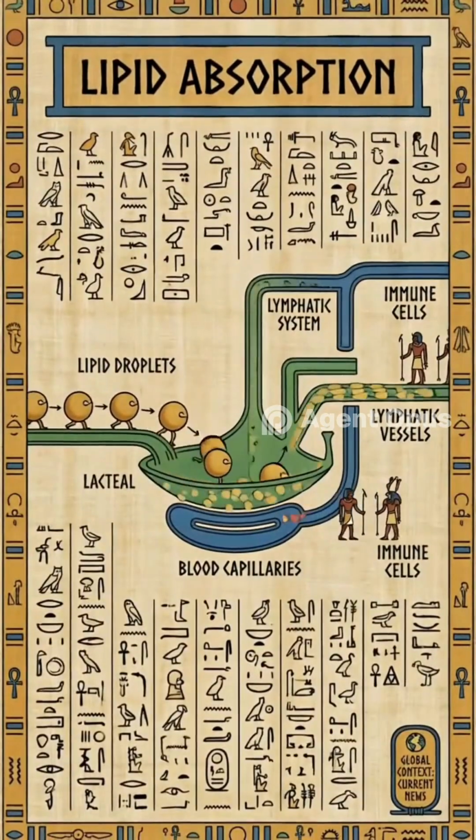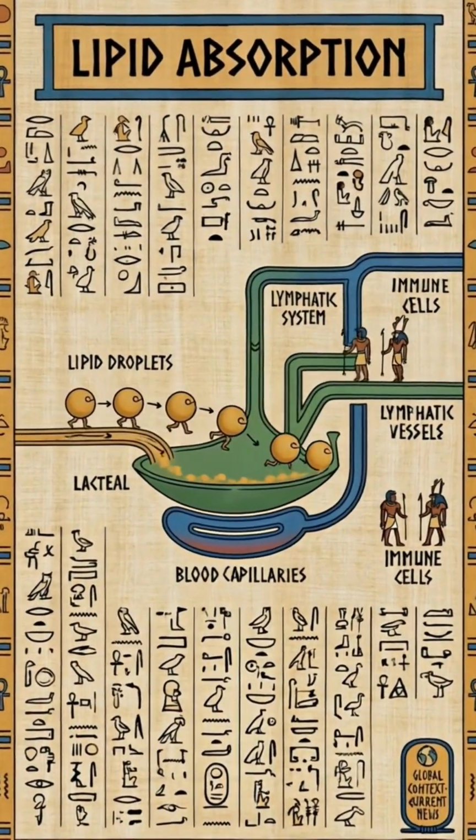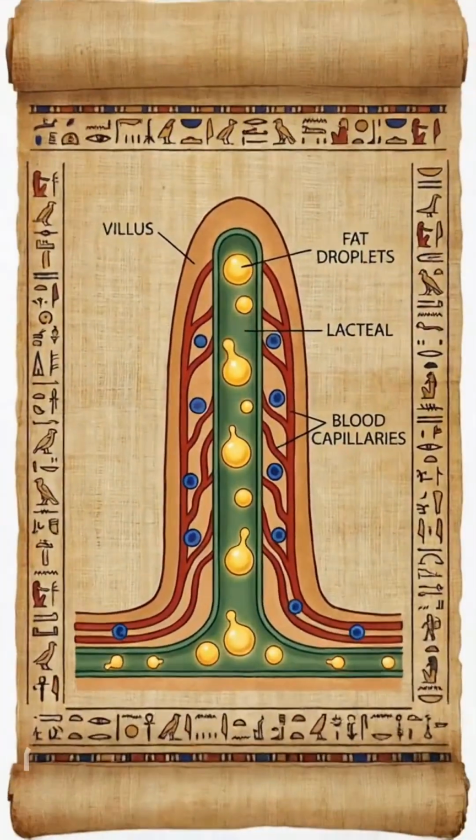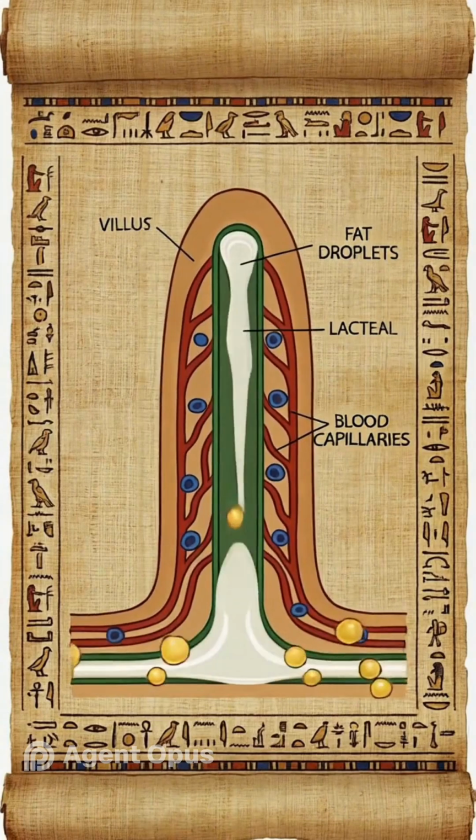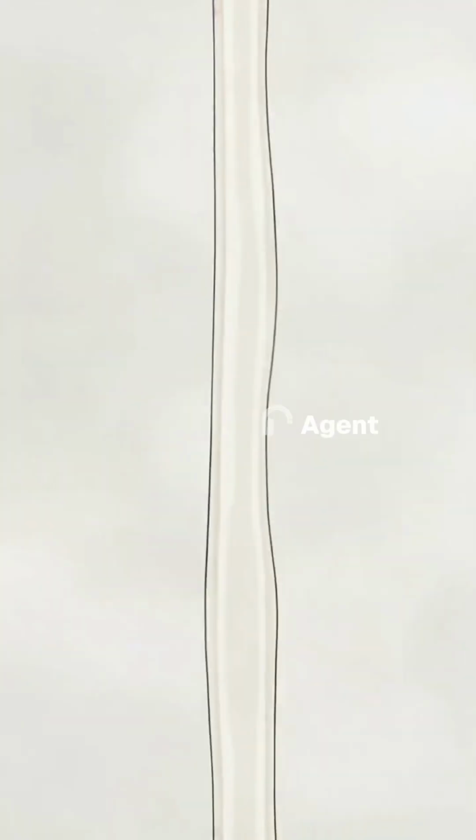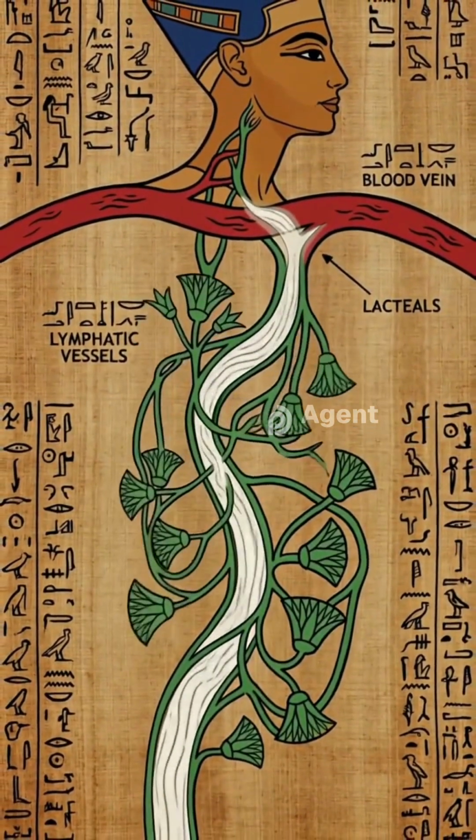Third, the lymphatic system assists in lipid absorption. In the small intestine, specialized lymphatic vessels called lacteals absorb dietary fats that cannot enter the blood capillaries directly. These fats are then transported through the lymphatic system before eventually entering the bloodstream.